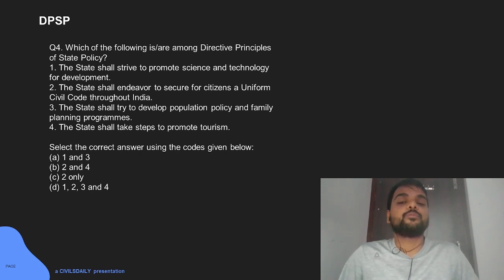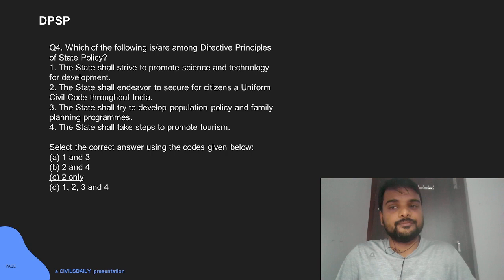States shall take steps to promote tourism. This is a matter of policy, and the state already does it. During the time of the DPSP when it was enacted, tourism was not much of a factor. Same as science and technology being provided in the DPSP, it was important itself by the state. And also family policy and population policy and family program. Though we started very early on the national population policy, it was not provided in the DPSP. So only 2 will be correct here.